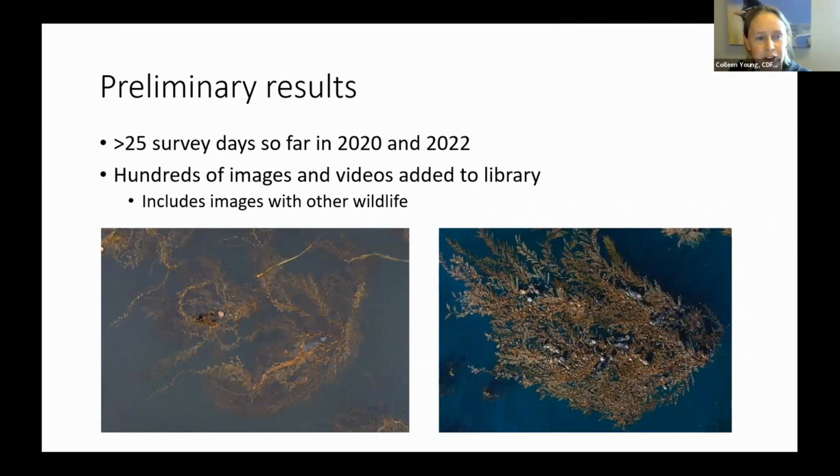So far, we've conducted over 25 survey days between 2020 and 2022, and we've amassed hundreds of images and videos to our photo and video library, including images of single otters, groups of otters, otters in kelp, in open water, and images with other wildlife and kayaks and lots of other things. That's going to be really helpful for some of the other components of our project, as well as just having great videos and photos to share with you during presentations.